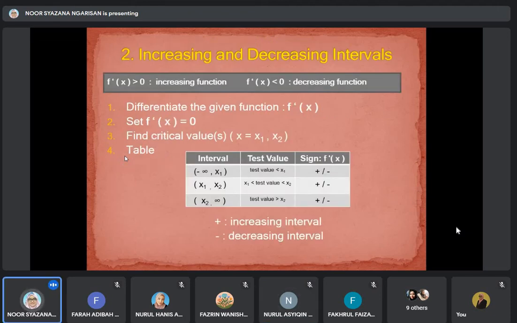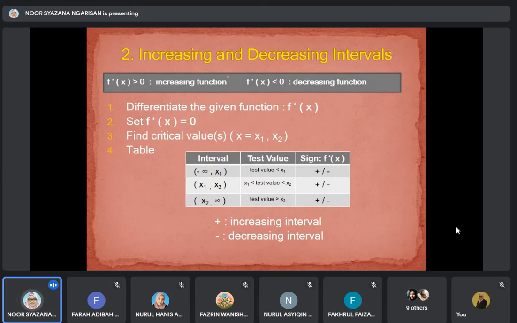Right, proceed to the second step. How to find increasing and decreasing interval. Okay, f prime x. Apa maksud f prime x kat sini? If originally you have fx, but here we have f prime x. What does it mean? Derivative. Okay, so first derivative. Kita dah differentiate sekali. If you get the value more than 0, meaning that the interval or the function is increasing.